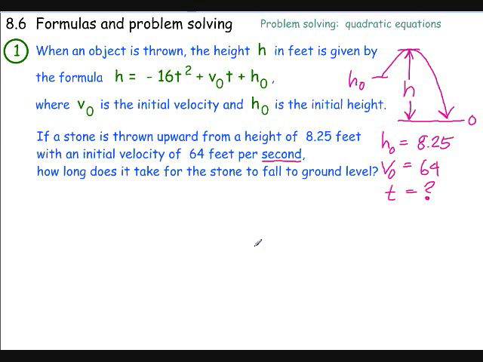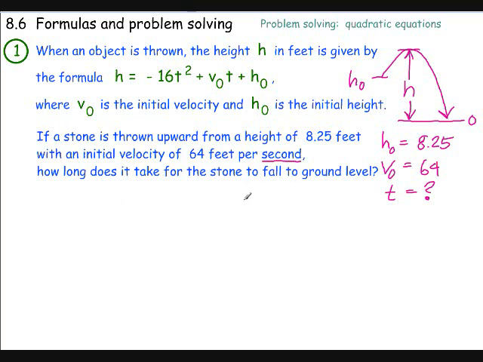What is t? Now, there's two ways we can do this. We can just plug in these values right now and then solve for t. Or we could take this formula here and solve for t to start with. I think in this case, where we only got one problem to solve, let's just put in these values. So it's thrown upward from a height of 8.25 feet with an initial velocity of 64 feet per second. How long does it take for the stone to fall to the ground?